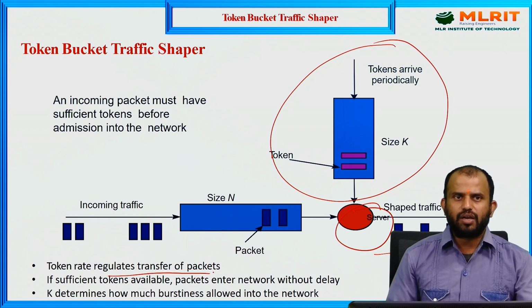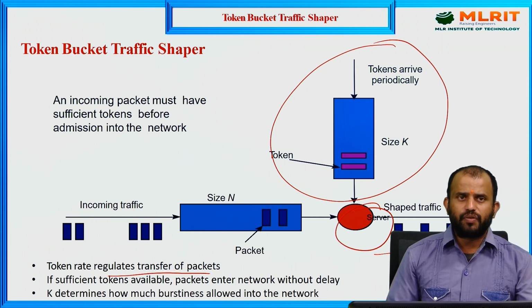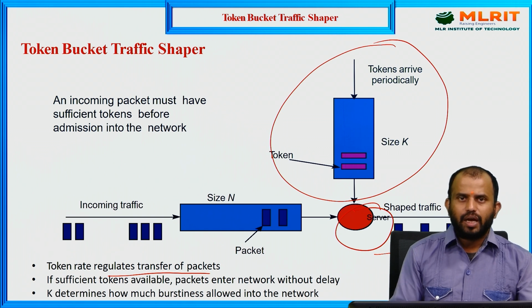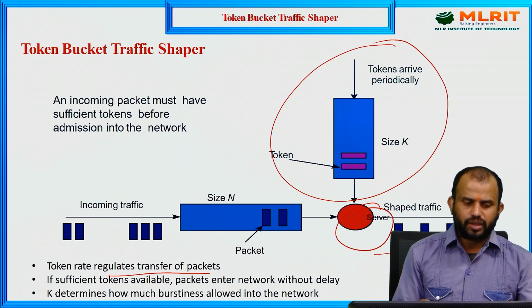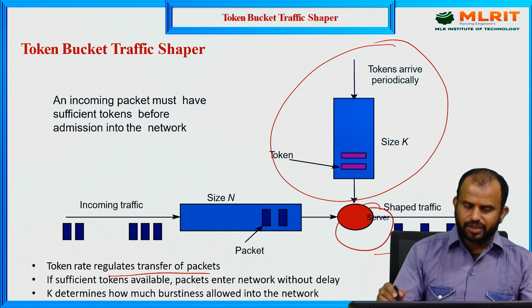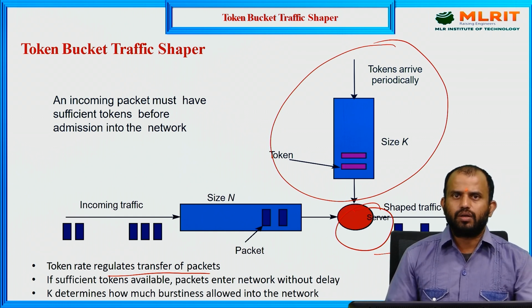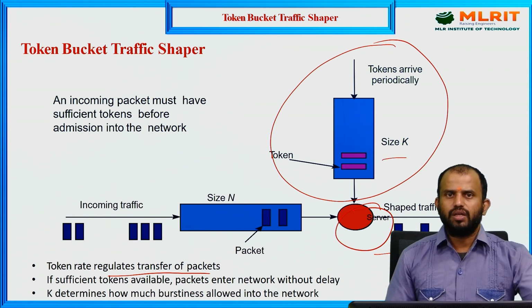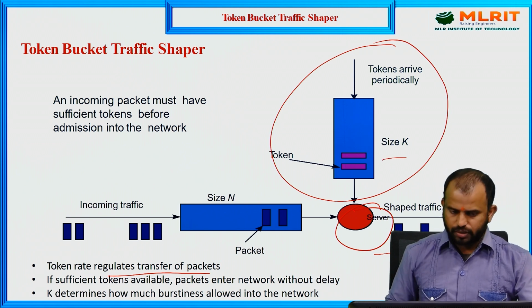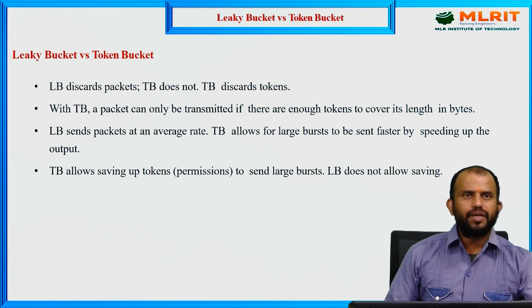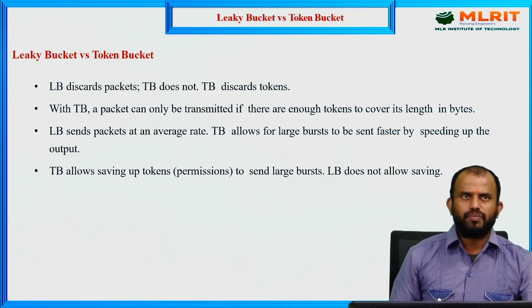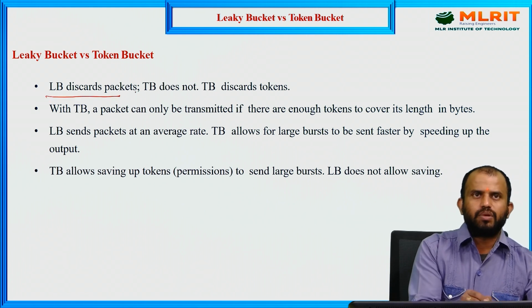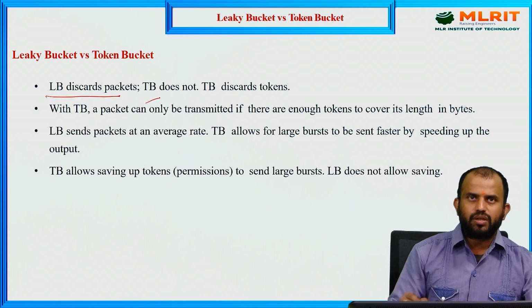Transfer of packets happens. If sufficient tokens are available, the packet enters the network without delay. But if tokens are insufficient, the packet is discarded. So the key determines how much burst time should be allowed in the network. We call that the K value, meaning how much burstiness is allowed in the network. And which is more suitable for us, the leaky bucket algorithm or the token bucket algorithm? The leaky bucket simply discards the packet, but the token bucket does not discard the packet.